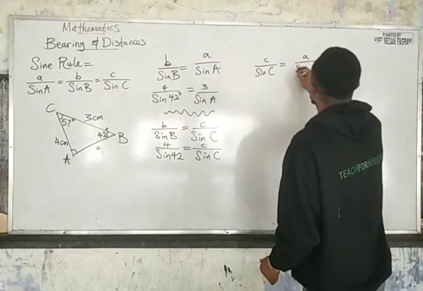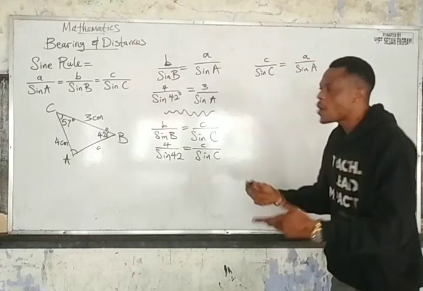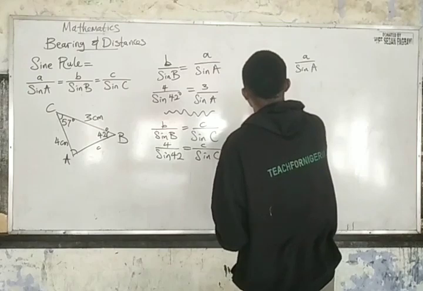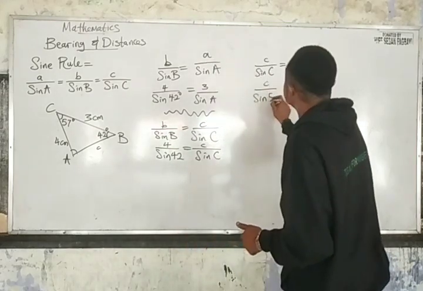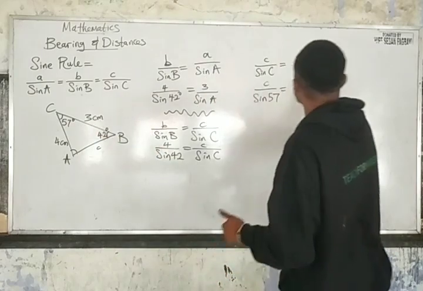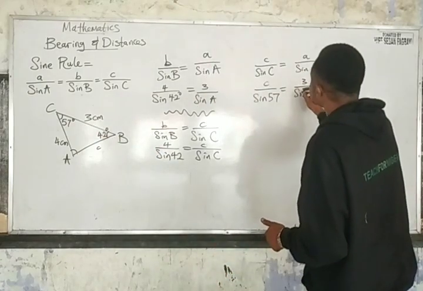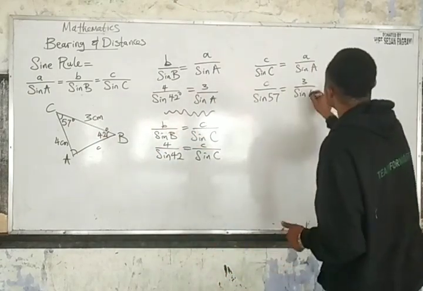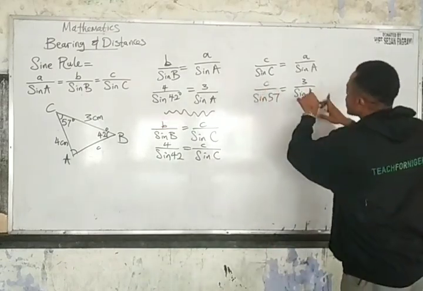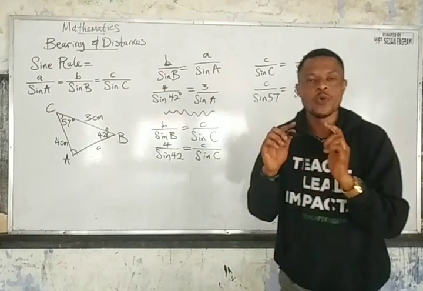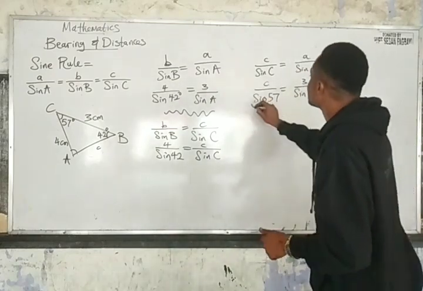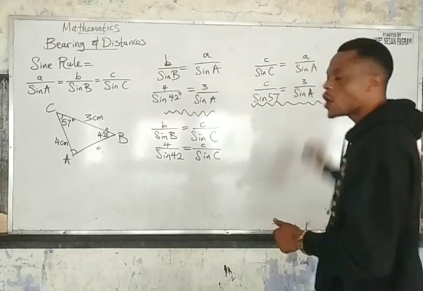Maybe A all over sine A. What happens? We have C, which is what we are trying to find, all over sine 57 equals to A, which is 3. We have 3 all over sine angle A, which is unknown. In this case, we have unknown here, unknown here. There is no way we will proceed further. We end up in a deadlock. But like I said earlier, this method is not going to work.